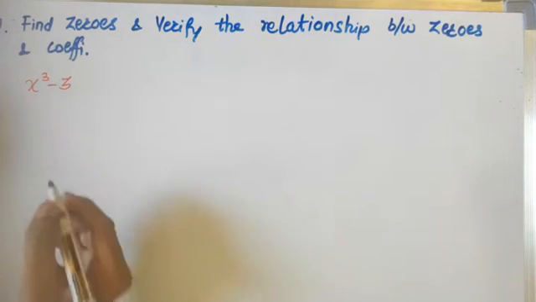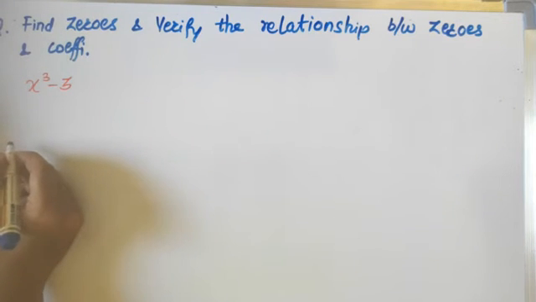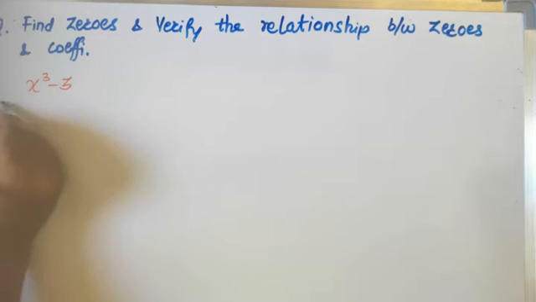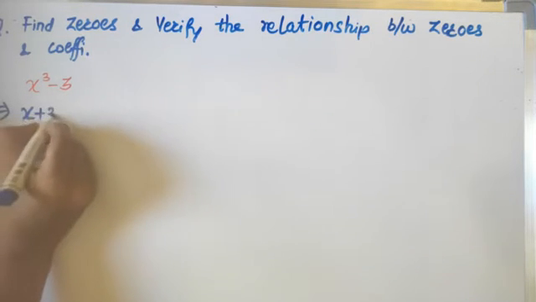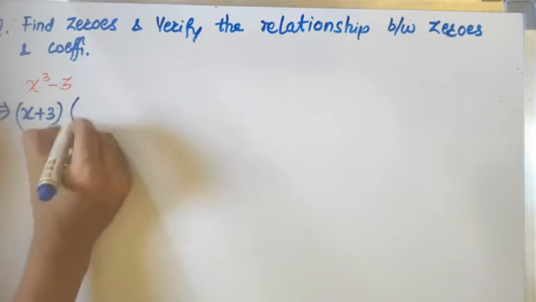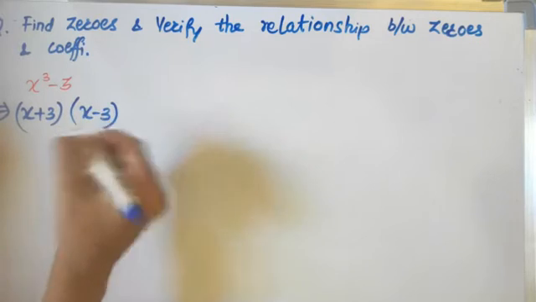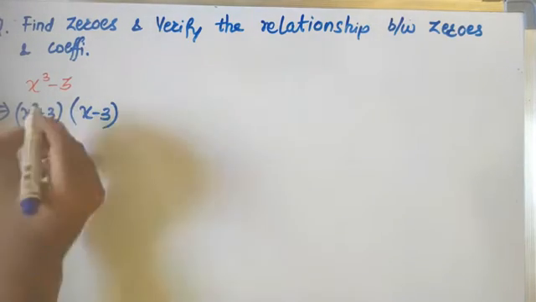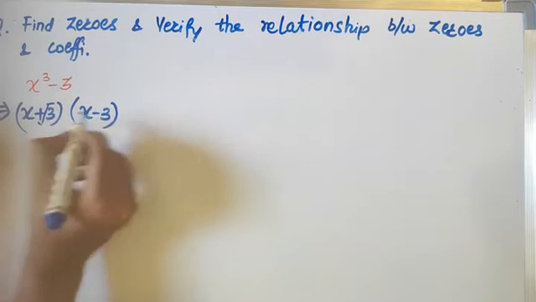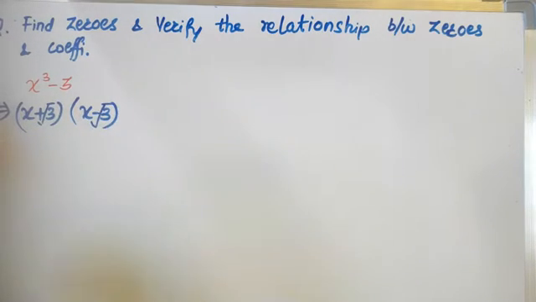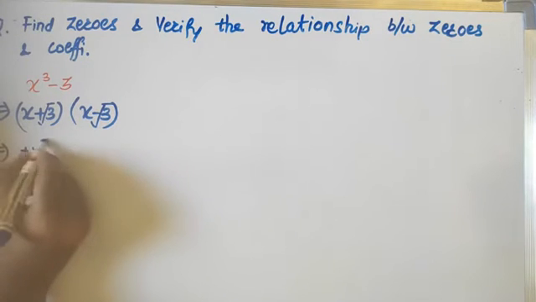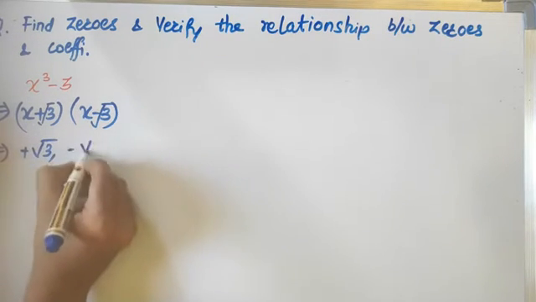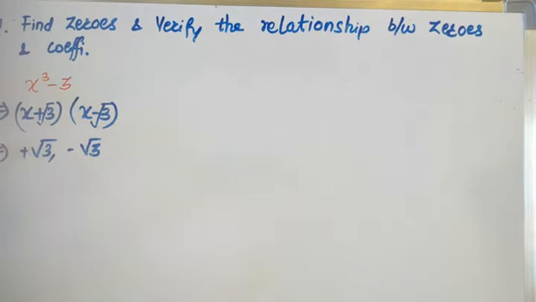How can we find out the factors? By splitting the middle term, x plus 3, x minus 3. Is it right? No, because there is not a square. So it will become like this. So what are its factors? Plus root 3 and minus root 3.